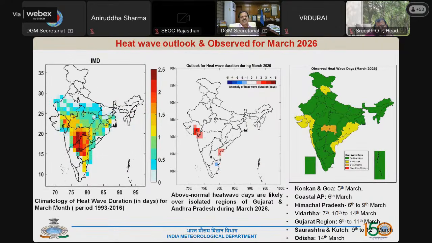Now let us look at the heat wave outlook that we issued. On the left-hand side was the climatology of heat wave for the month of March. Usually in the month of March, we get more heat wave conditions in Vidarbha, Telangana, and adjoining areas of interior Maharashtra, Gujarat, Madhya Pradesh, and Odisha, of course. The prediction was that it will occur for Gujarat and Andhra Pradesh, and adjoining Maharashtra also. So you can see that yes, it has occurred like that. We got the heat wave condition for 3 to 4 days in Gujarat and adjoining Maharashtra.